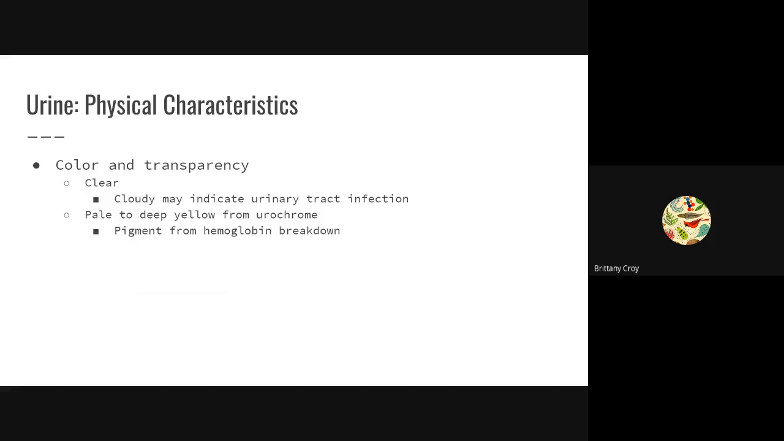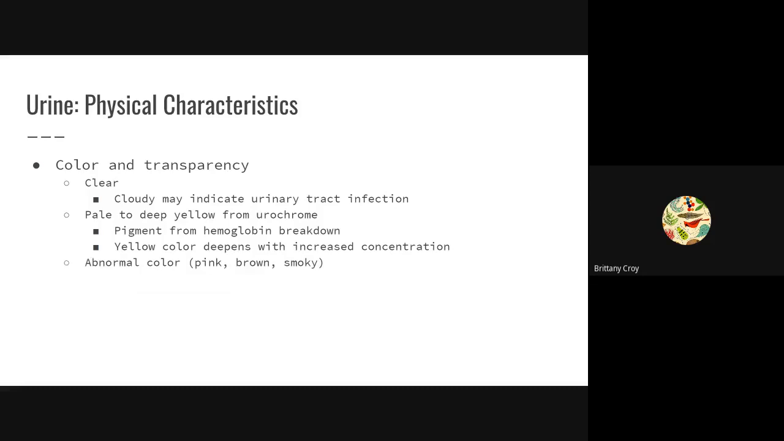And then what should urine look like? Hopefully, it's going to be kind of clear. If it's cloudy, that could indicate that you have a urinary tract infection. That cloudiness is actually pus or white blood cells. And a yellow color is normal. The yellow comes from a pigment called urochrome that's produced when hemoglobin is broken down.